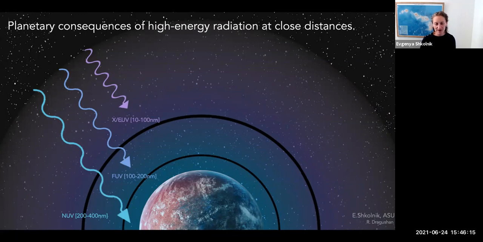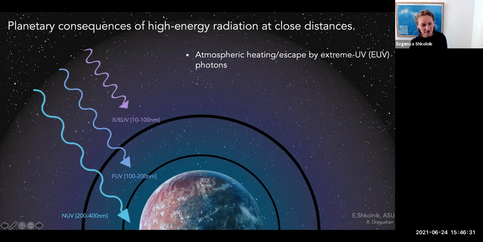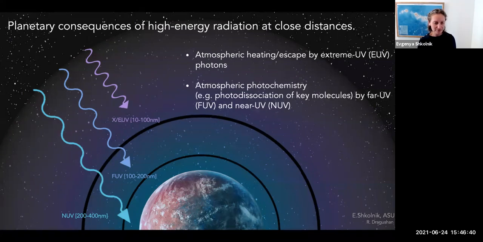Now for M stars, the habitable zone is very close. For Proxima b, it's only 10 stellar radii away from its host star, which is very different than our comfortable 1 astronomical unit location from our sun. So at these distances, the atmospheric heating and escape by the extreme UV photons is certainly something we have to keep in mind and understand better if we want to understand the evolution of the primordial atmosphere and the secondary atmosphere of the exoplanets.